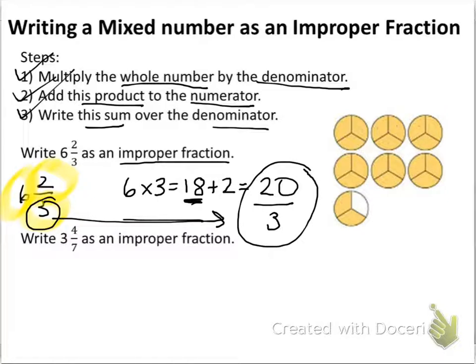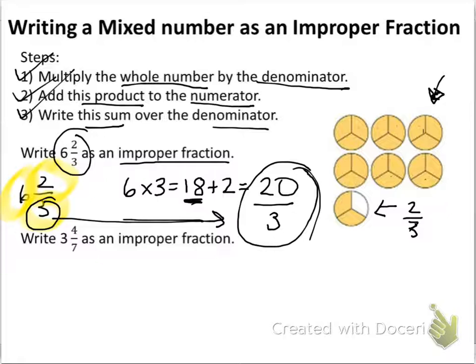Okay, I'd like to draw your attention to this diagram here. This diagram represents both our improper fraction and our mixed number. You can see that we have 6 wholes. 6 of these are completely filled in. And then we have 1 that's not completely filled in. This one right here represents our 2/3 because 2 of the 3 parts are filled in.